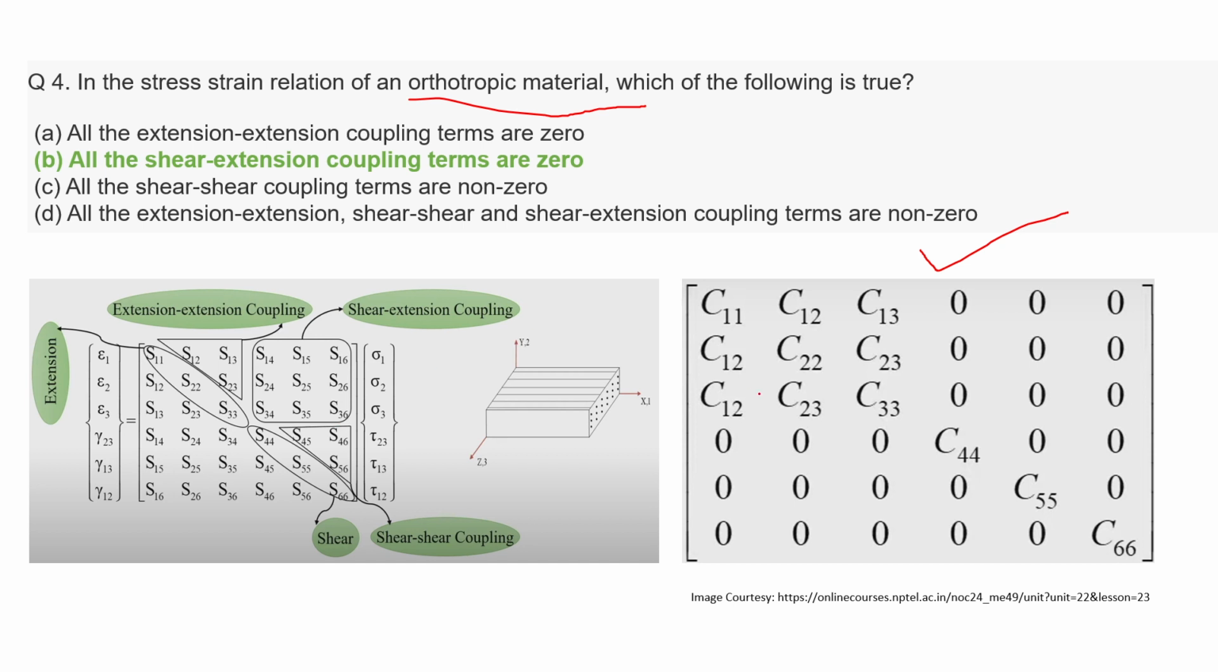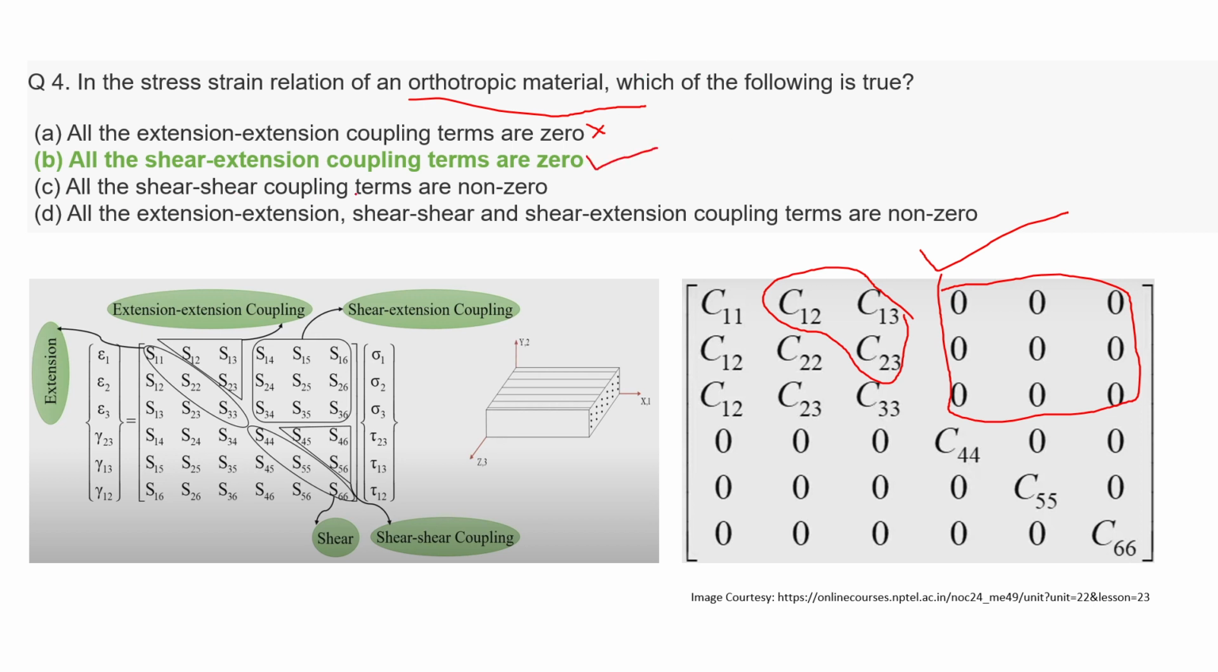And from the known sections, you can relate what they have asked in the question. Option A, they are saying that all the extension coupling terms are 0. These are the extension coupling terms S12, S13, S23, or in the stiffness matrix C12, C13, C23. These don't look like 0. So this answer will not be correct. Next option is all the shear extension coupling terms are 0. Shear extension coupling terms are these ones. Here you can see this whole matrix part is 0. So this option is correct.